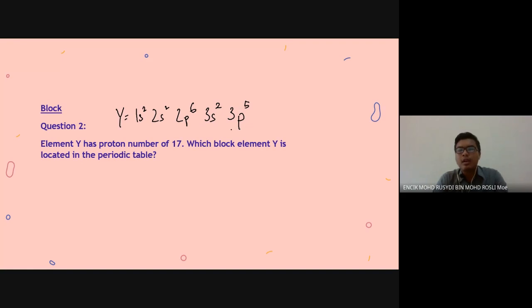So the last electron are filled in where? In P, 3p orbital. Therefore, this element is located at P block actually. P block. Okay. Tak sampai D pun lagi. Belum lagi sampai D. So it's only in P block. Okay. So siapa-siapa yang tersilap tadi tu boleh tengok balik yang ni. Macam mana kita nak tentukan dia punya block. Okay. Jelas ke? Alright.